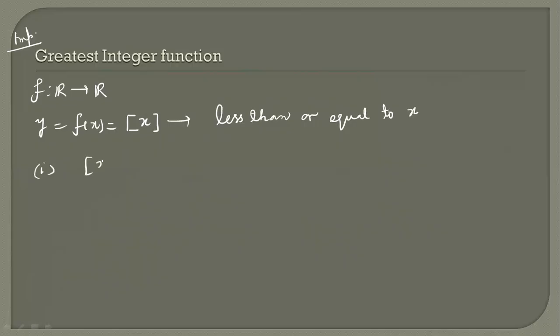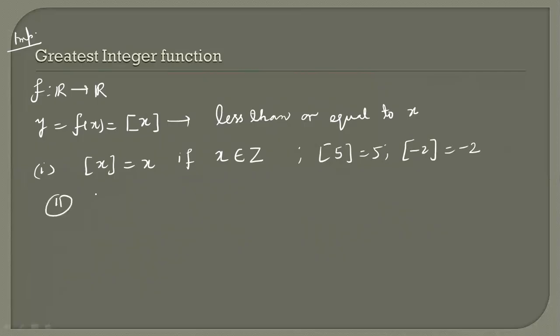Remember, greatest integer of x equals x if x is any integer number. It means greatest integer of 5 will be 5, greatest integer of minus 2 will be minus 2. If x is not an integer, then it is the integer to the left of x. How can we draw it?